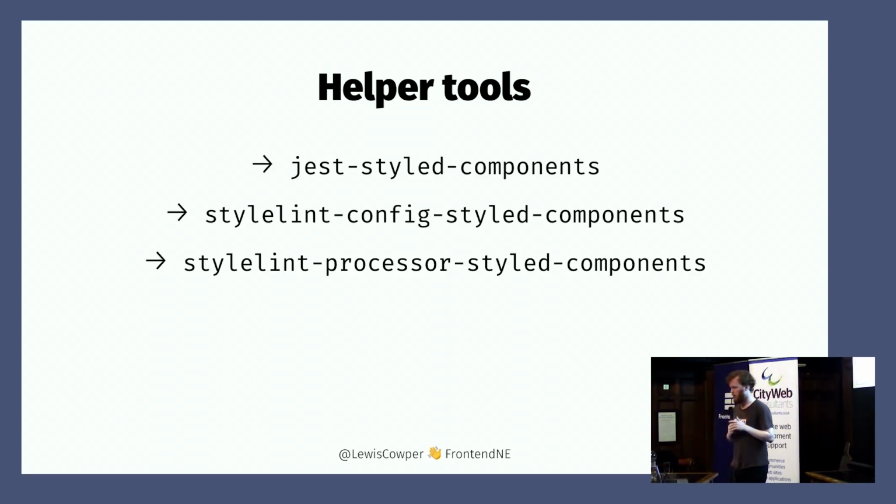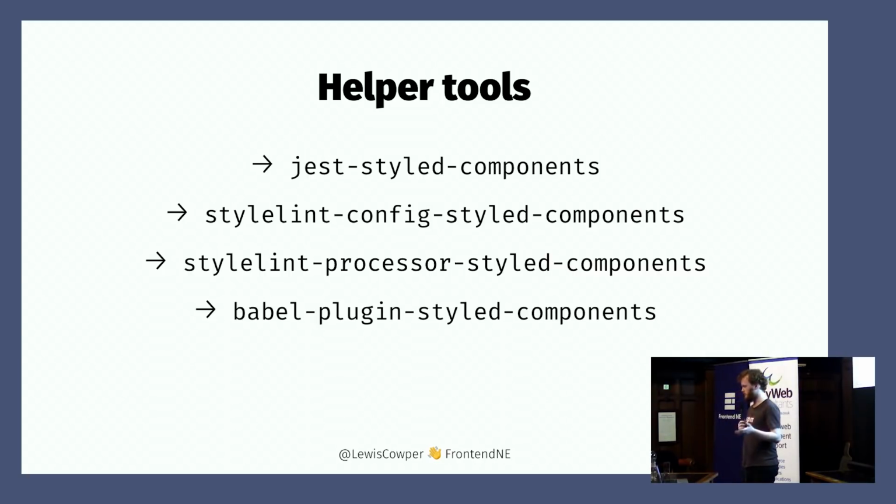Then there's a double whammy of the stylelint config and processor. So you can actually lint your CSS within your styled components. You don't need to worry about losing that benefit of writing a separate CSS file. And there's a Babel plugin that adds support for server-side rendering, minifies your styles, and gives you a nicer debugging experience, because then Babel knows kind of a bit of the internals of styled components.